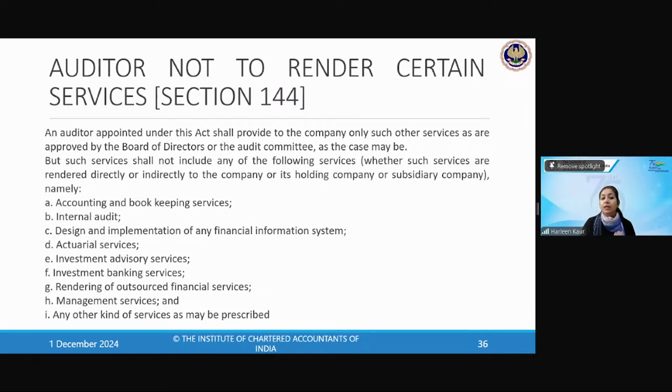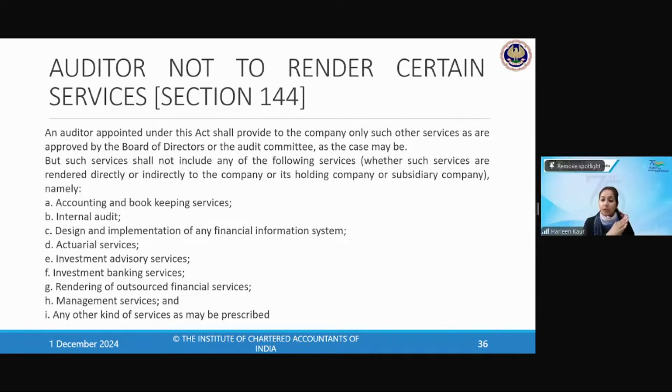144 specifically tells you that these are the services which you cannot render as an auditor. Is that clear? So indirectly means either through a relative, or a partner who is rendering these kind of services, or the audit firm, his partner. You cannot render these services if you're appointed as an auditor. So what are these services, ma'am?